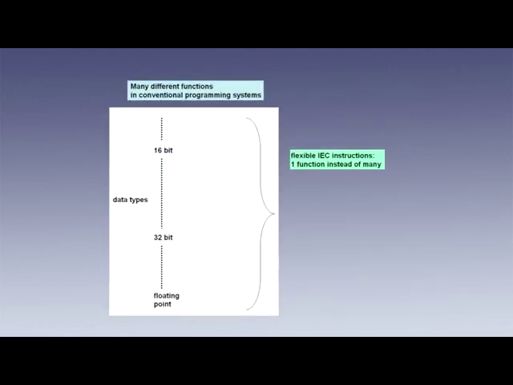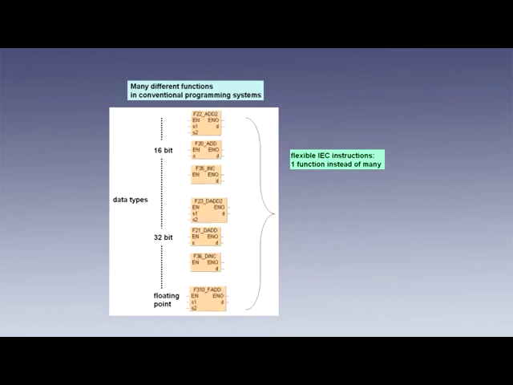IEC functions significantly reduce the number of instructions with which you need to be familiar. In conventional PLC programming, you require a separate function for addition, subtraction, multiplication, etc. for each data type. By comparison, in IEC programming, one function suffices for all data types, as long as the input and output are assigned the same data type.